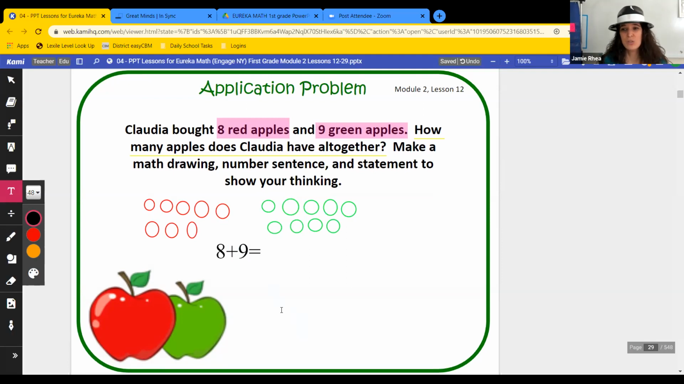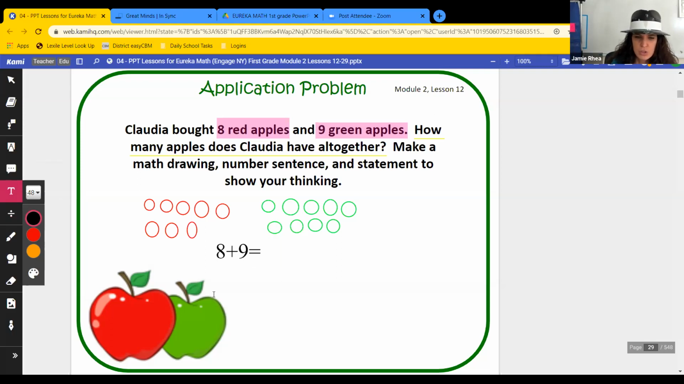Now, what can I do to solve 8 plus 9? I could count on my dots. I could make 10. You know what? Let's make 10. Since we have been studying how to make 10, let's make 10. So now my question is, which number am I going to make 10? I'm going to make 9 my 10 because it's closer to 10.